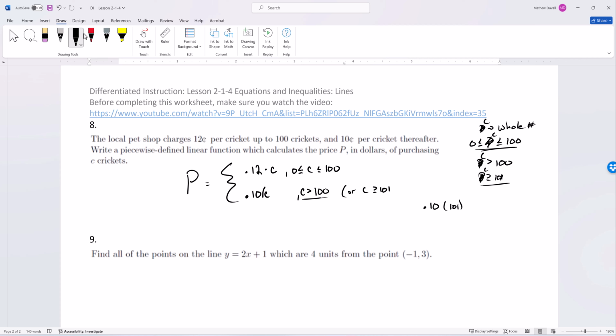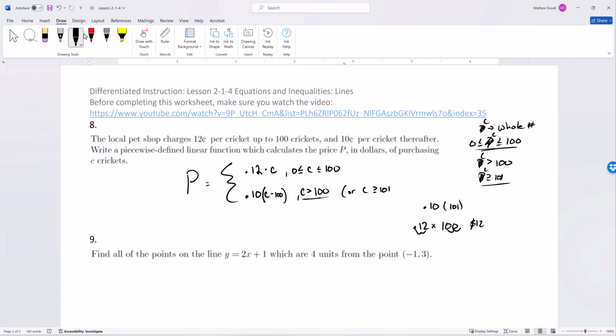So this would actually be 10 cents times C minus 100, because it has to be after you've already bought 100 crickets. And then the next thing is, if I plug in 101, 10 cents times 1, it's only 10 cents. Well, no, you've already paid the amount for those other 100 crickets. So 0.12 times 100, move the decimal over, so that's $12.